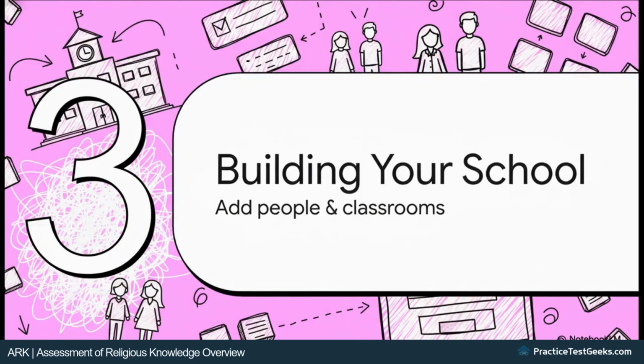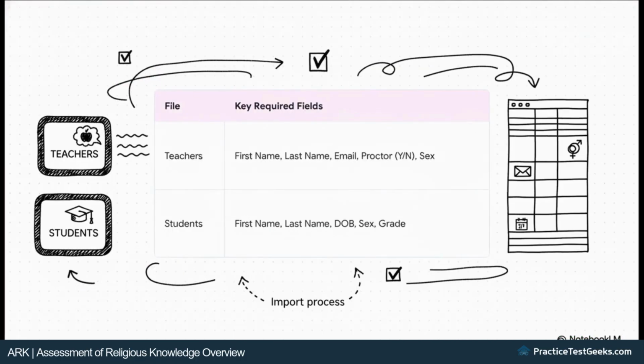And now it's time for the fun part. Section 3, building your school. This is where we put that 5-step plan into motion and start populating the system with all your people and your classrooms. Okay, wait. Before you click a single thing, this is probably the most critical part, preparing your data. You'll need 2 separate CSV files, one for teachers and one for students. Just make sure your files have columns with at least these key fields. Seriously, getting this part right makes the import process an absolute breeze.